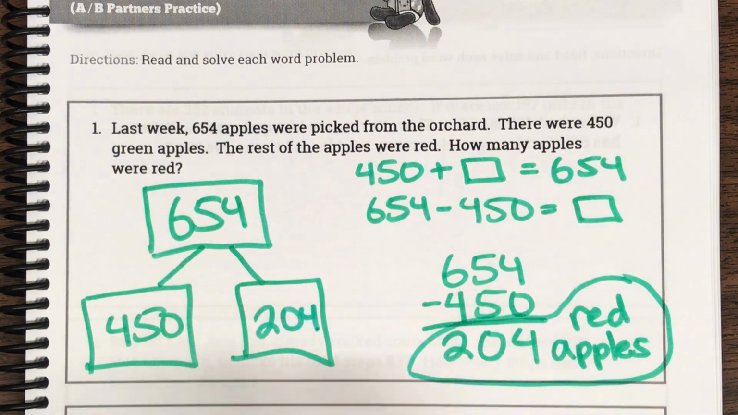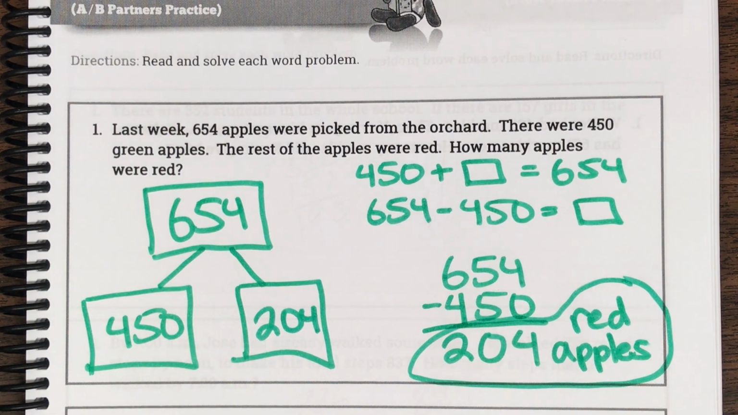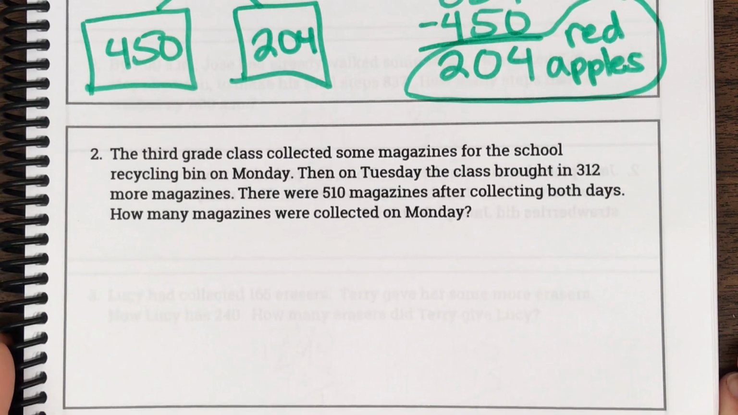That was my other part. So now my 2 parts equaled my whole. So there's 204 red apples. Okay, let's do one more together, boys and girls.